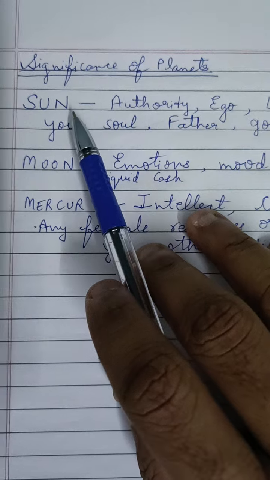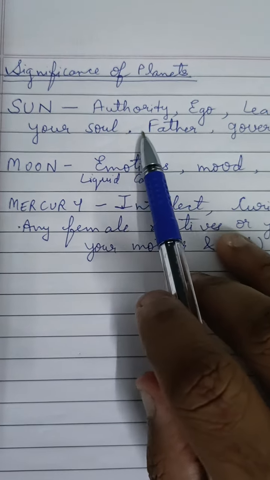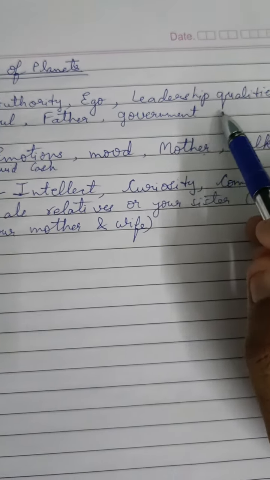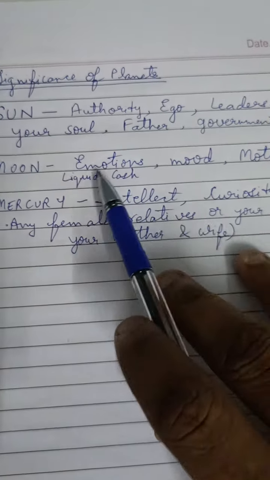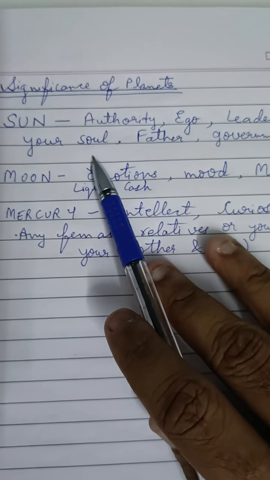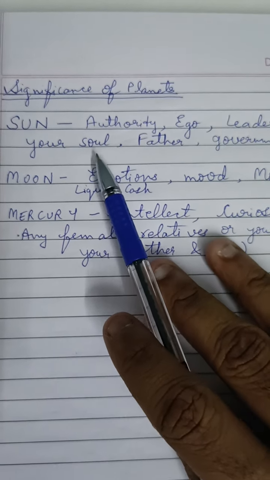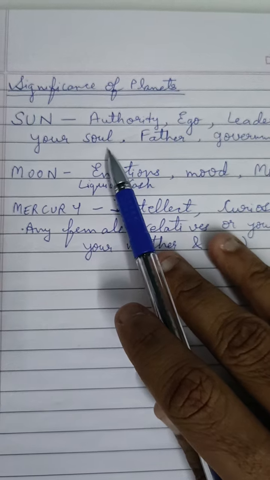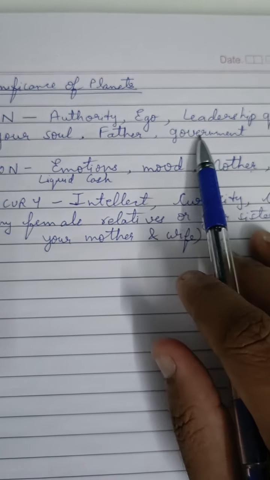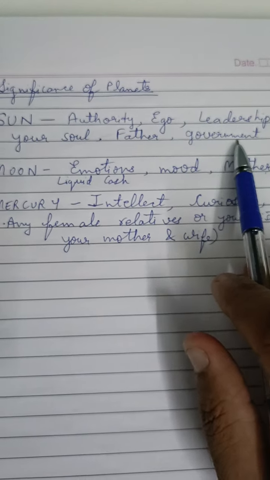So basically the Sun represents your authority, the ego which you have, and your leadership qualities, and it represents your soul. Like what is one thing which satisfies your soul? Wherever Sun is placed in your house, that significance, if you do it, it will satisfy your soul. It represents your father in terms of the relationship, as well as the government.